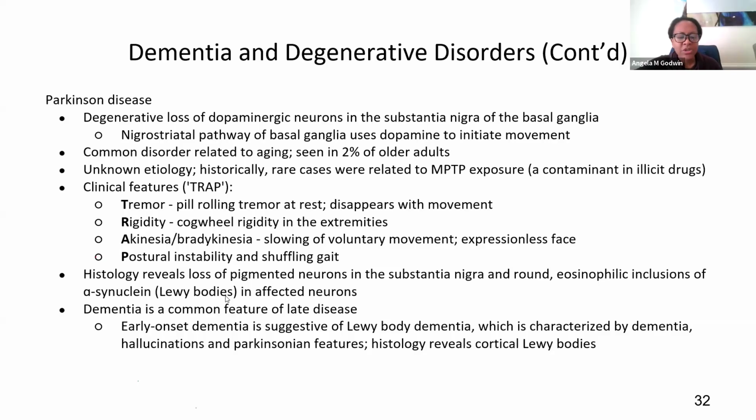Okay. If you were to do histology, looking at the person's actual brain tissue, there's a loss of pigmented neurons, again at that substantia nigra, and round eosinophilic inclusions, which we call Lewy bodies, in affected neurons.